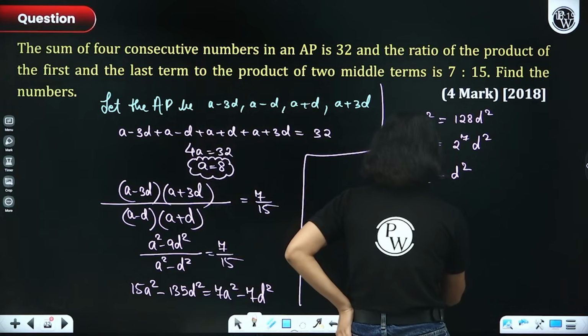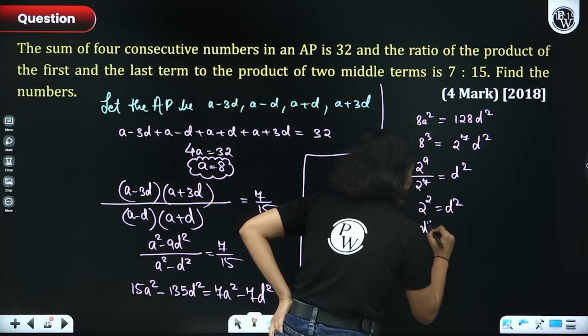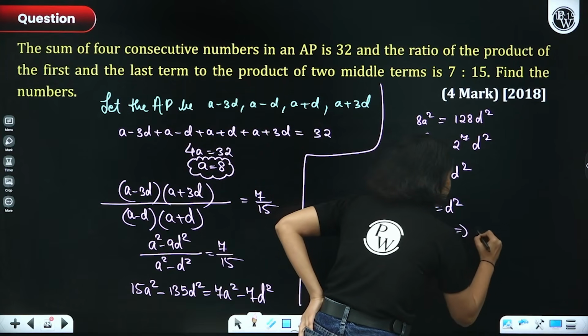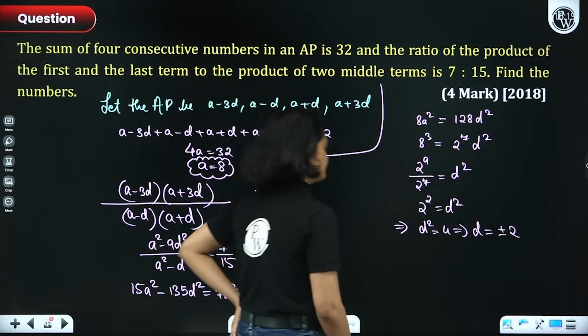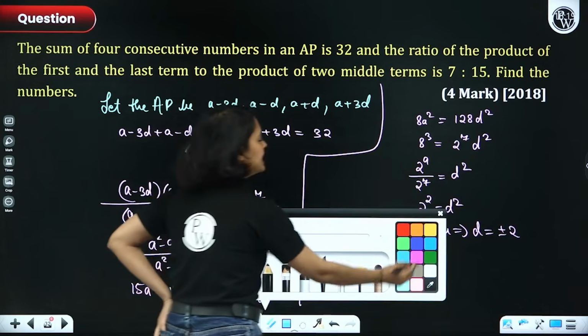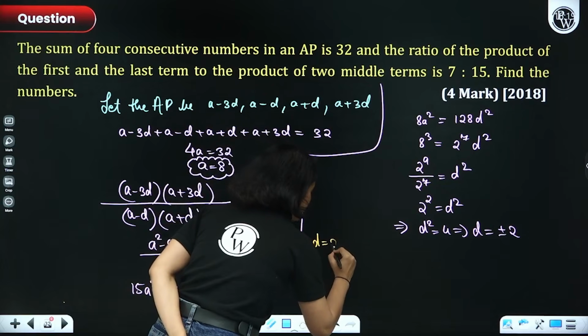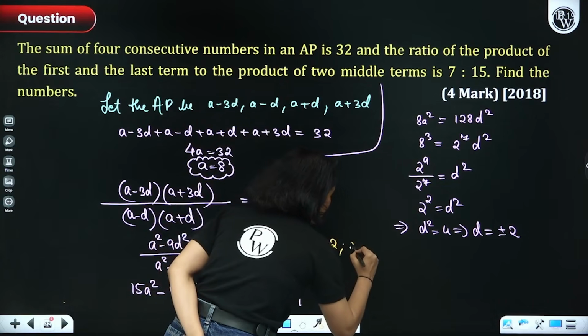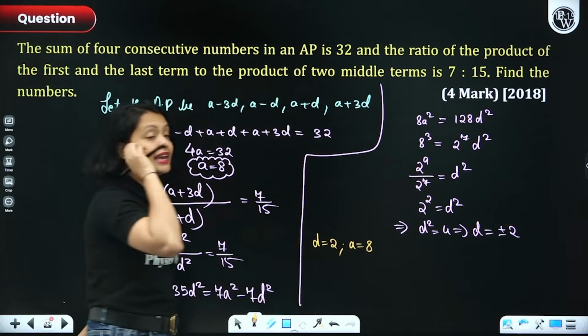So that is 2 square is equals to d square. So from here you can say that d square is equals to 4. So that means d has to be either plus 2 or minus 2. Now let's take d as positive 2 and see what is the AP that we are getting. If I am taking d as 2, a already we have figured out as 8. So what would the AP be, everyone?